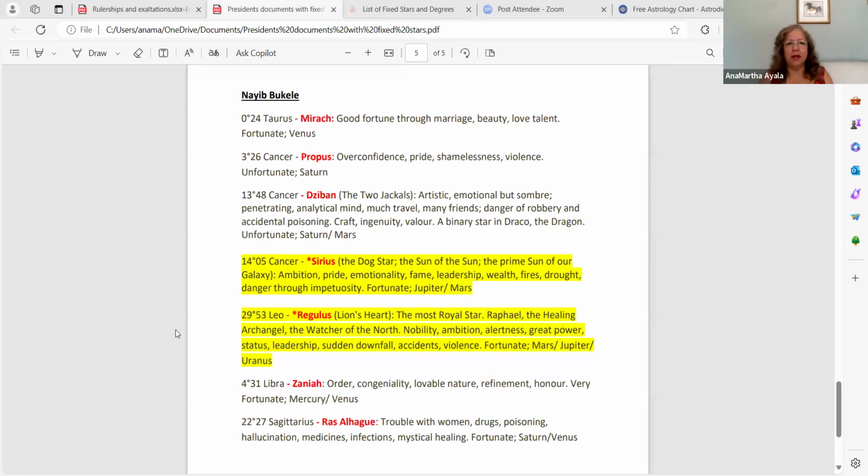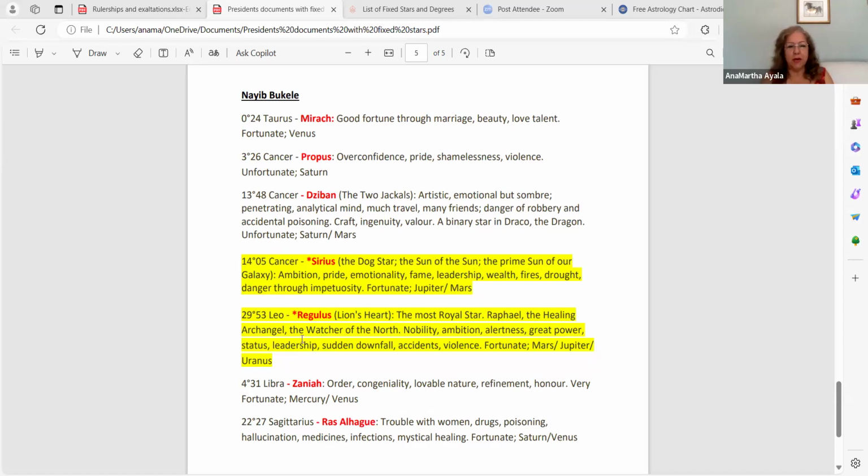He didn't mince any words in what he was talking about, right? He just said it very nonchalantly. I guess he said what was on his mind, and you will see how his chart reflects just that. So the two fixed stars that caught my attention were Sirius, the dog star, the prime sun of our galaxy. It denotes ambition, pride, emotionality, fame, leadership, wealth, fires, drought, danger of being, I guess, very impetuous. So it is a fortunate star.